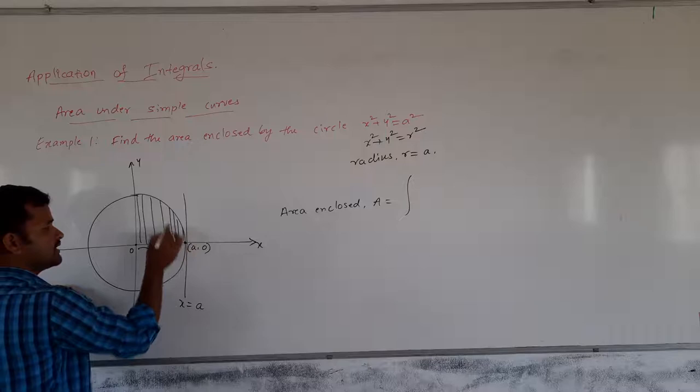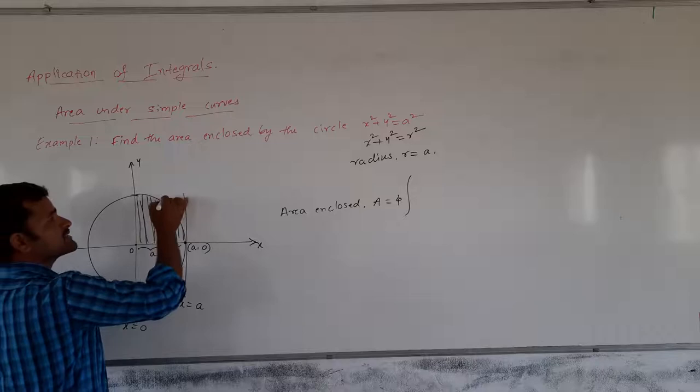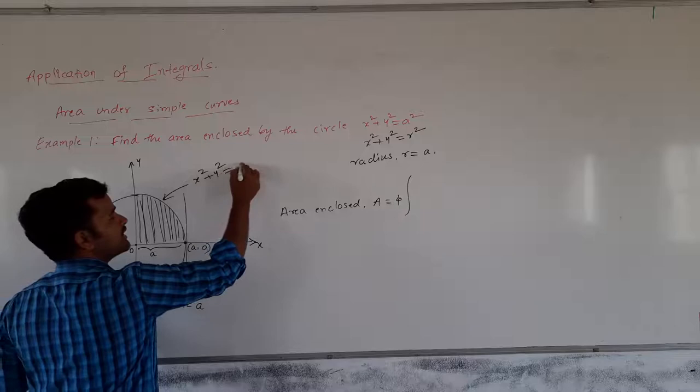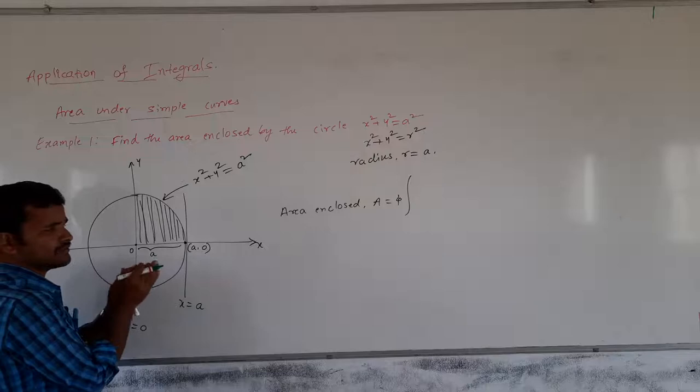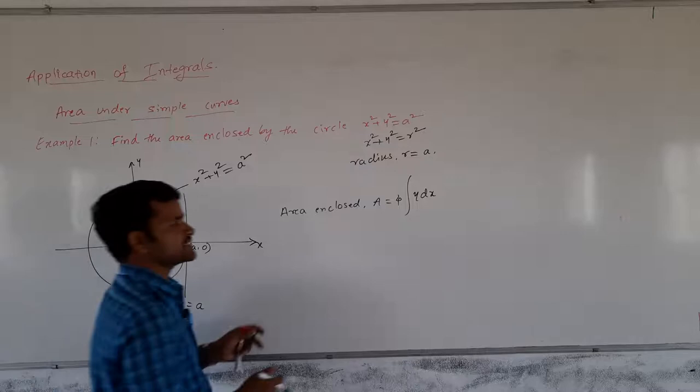So area is equal to 4 times the area under which curve? Under this circle, the equation x square plus y square is equal to a square. When vertical strips are considered, it is like y into dx. So this is y into dx. From where to where do I have to find it? From the line x is equal to 0 to x is equal to a, where x is equal to 0 will be taken as the lower limit of the integral.